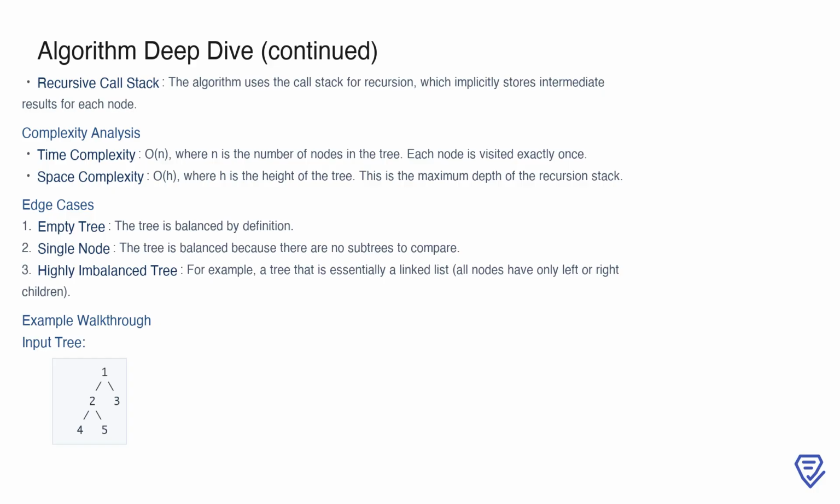On the other hand, a highly imbalanced tree, such as one where all nodes only have left or right children, will still be evaluated efficiently, thanks to the early termination mechanism. To illustrate this, consider a tree where the root has 2 children, and one of those children has its own 2 children. This structure allows us to see how the algorithm handles a moderately balanced tree.